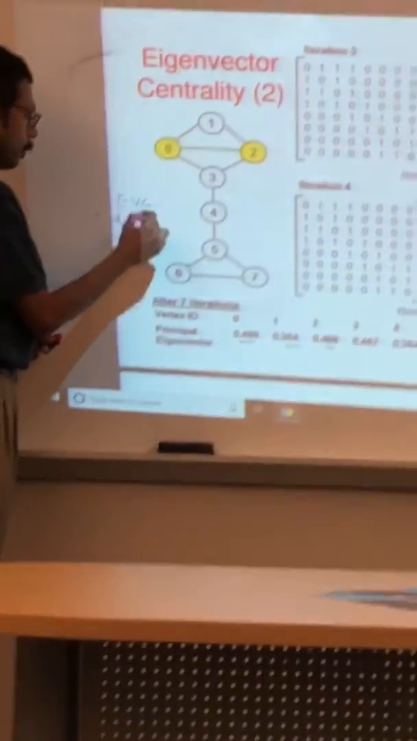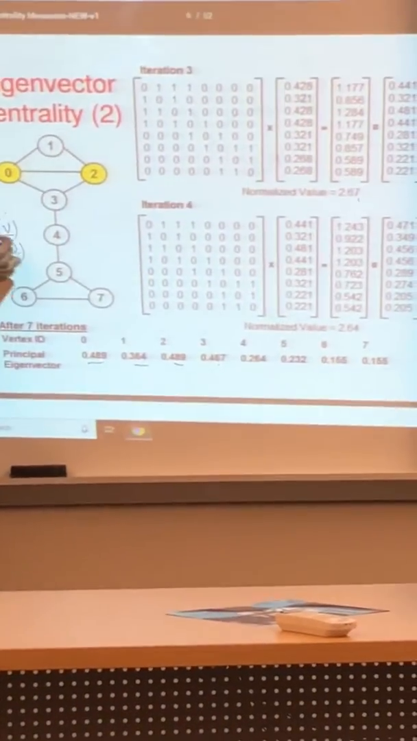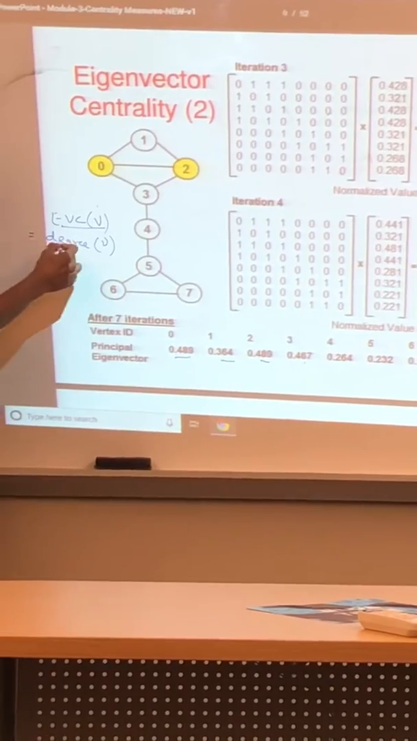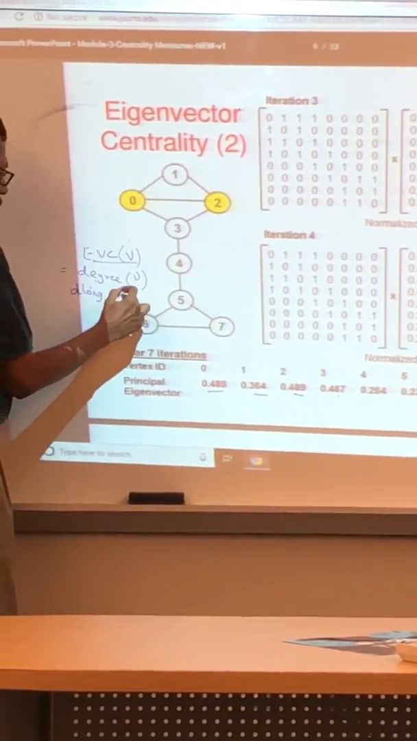as the degree of its neighbors. So degree of a vertex V is a measure of it. Eigenvector centrality for vertex V is a measure of its degree along with the degree of its neighbors.